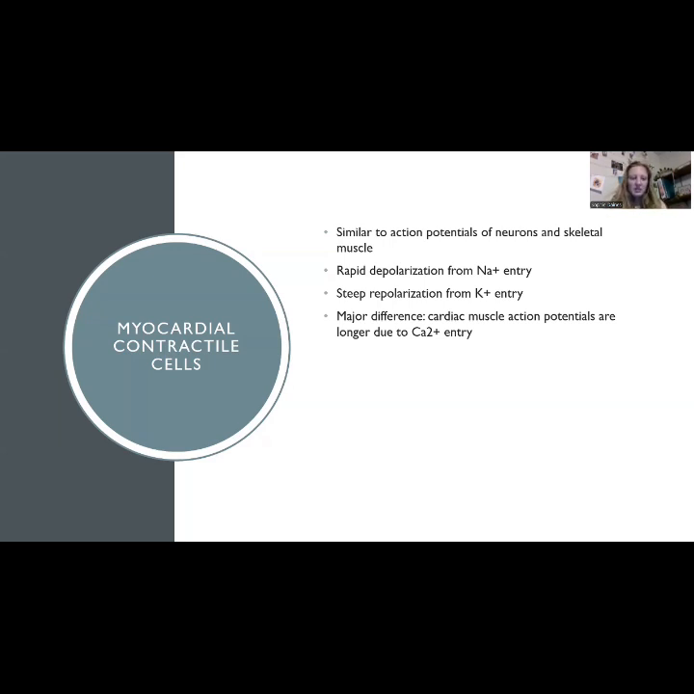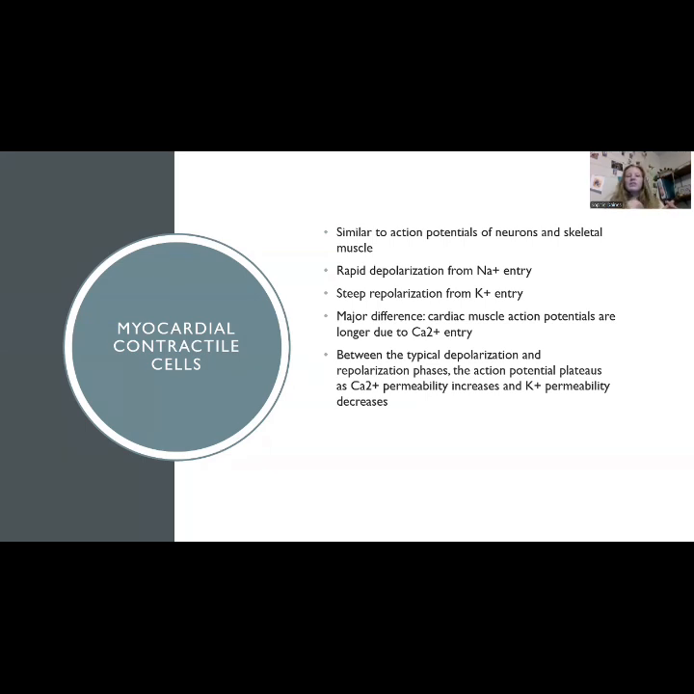The cardiac muscle cells will have an influx of calcium that makes the action potential last longer, making the refractory period and the action potential about the same length. Between depolarization and repolarization, there is a plateau where the action potential is more flat. And this is what extends the length of it. And that's as calcium permeability increases and potassium permeability decreases.